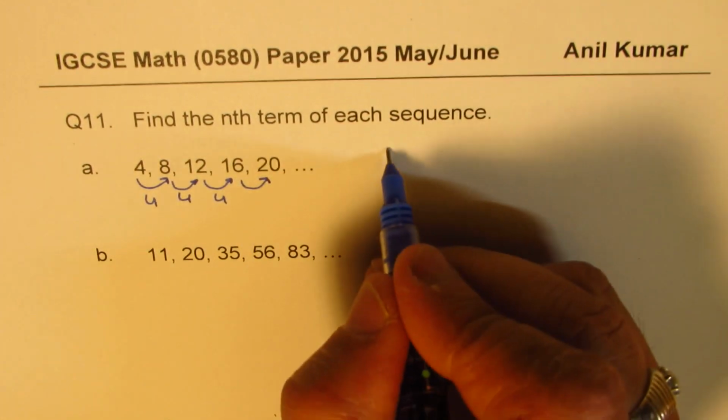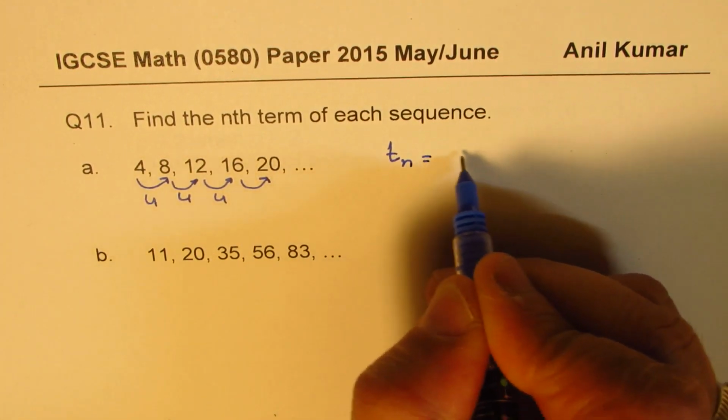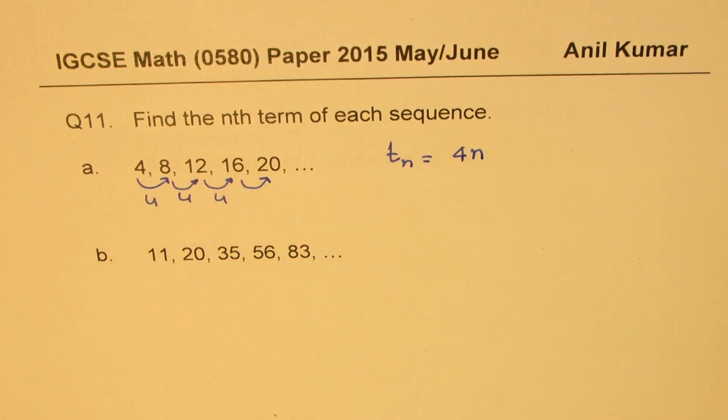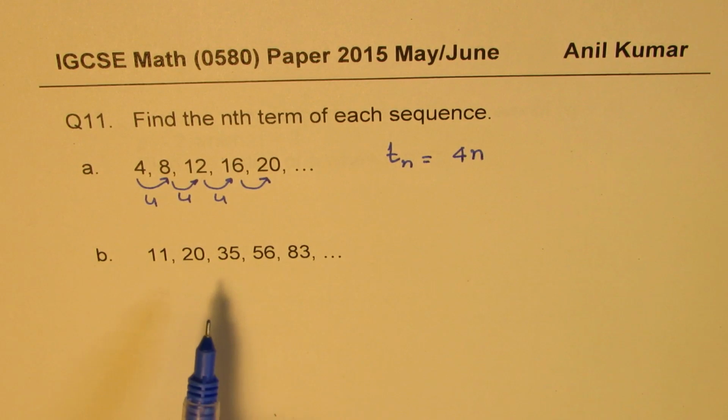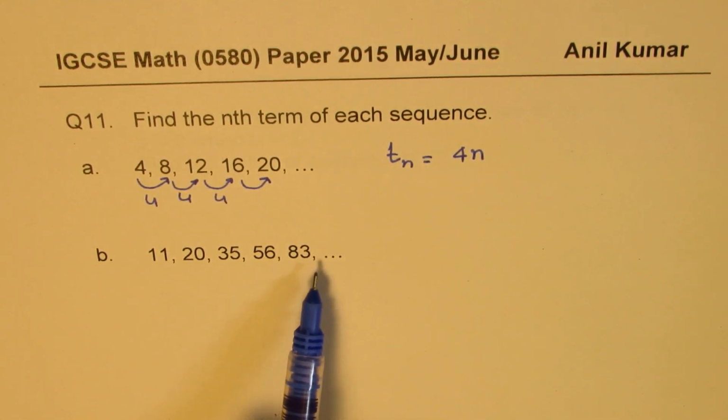So find the nth terms. So we can say Tn is 4n. Do you see that? So that is so simple. The second one here is a bit complicated. We have 11, 20, 35, 56, 83. How do we work with this?